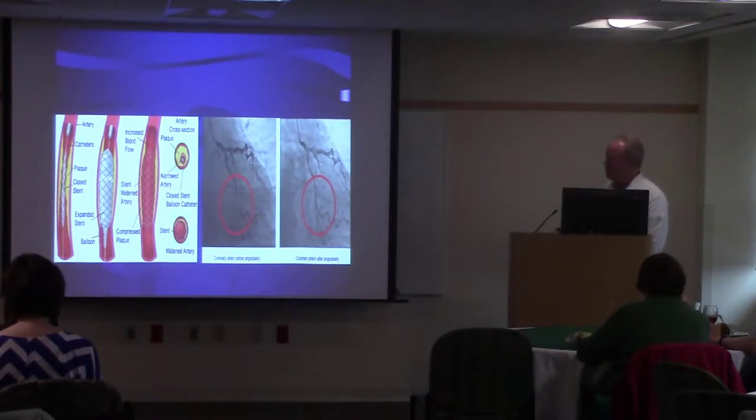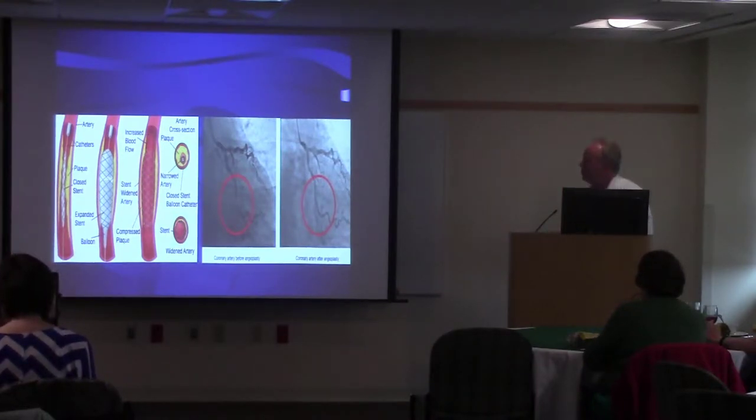So this is sort of a blow-up of that. Again, you have a plaque here, which is a blocked artery. And then we go in, we inflate the balloon, which has a stent on top of it. Then we deflate the balloon, we remove the balloon, and the stent stays behind and keeps the artery open.